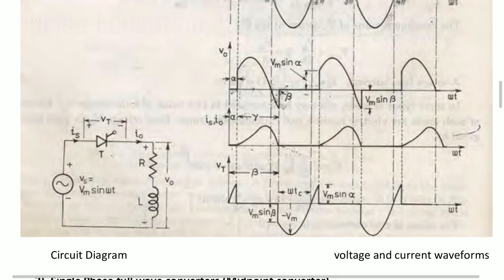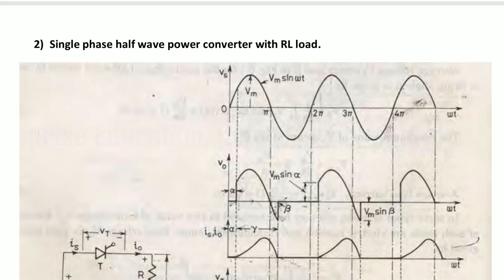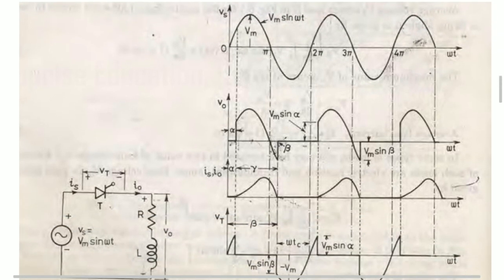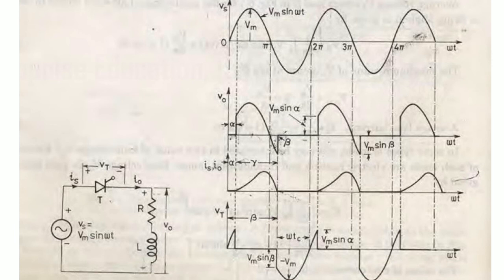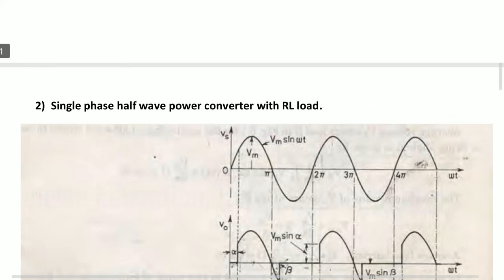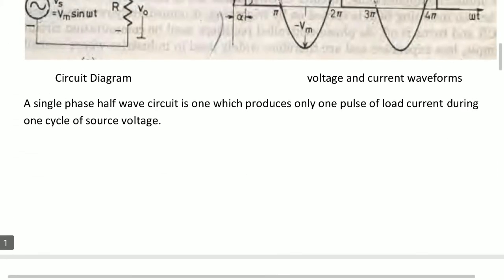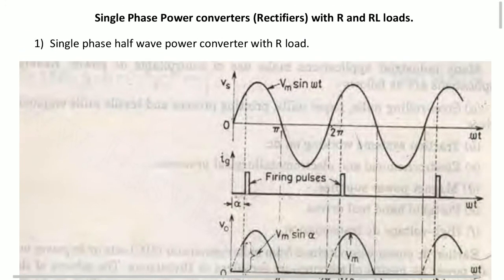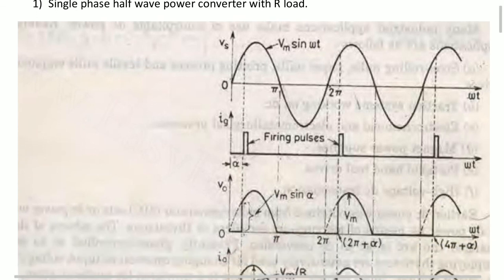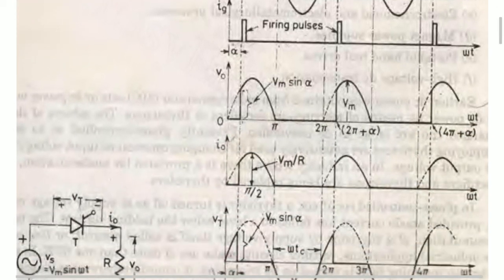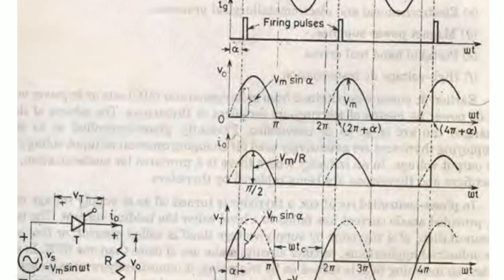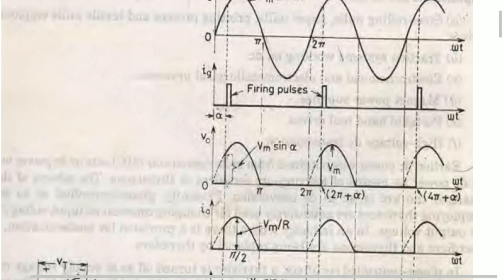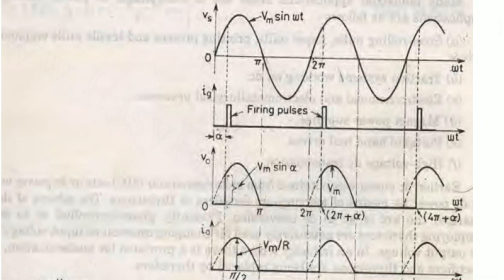This circuit is of a half wave power converter with RL load. We can see from the diagram the output voltage will appear only for the positive half cycle of the AC wave, and only one SCR is used. And the first one is a single phase half wave power converter with R load. Here only one SCR is used, and we will get output voltage only for the positive half cycle of the AC wave.